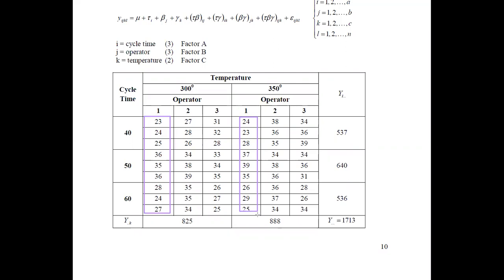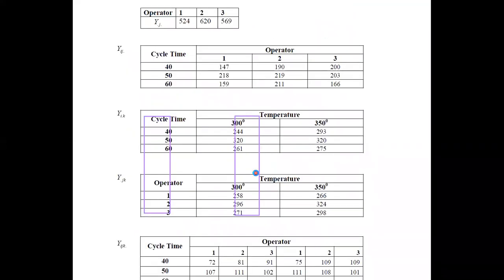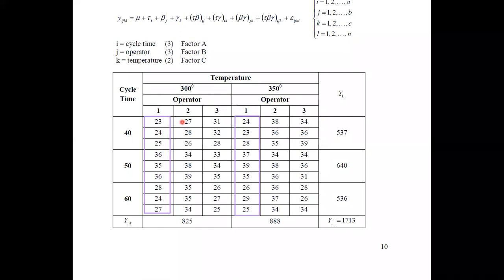Therefore, if you take the summation of these two sets of values, it is because both of the sets are associated with this operator 1. Now if you go through this addition, you can see that the total would be 524. And likewise, you can redo it for operator 2 and operator 3.